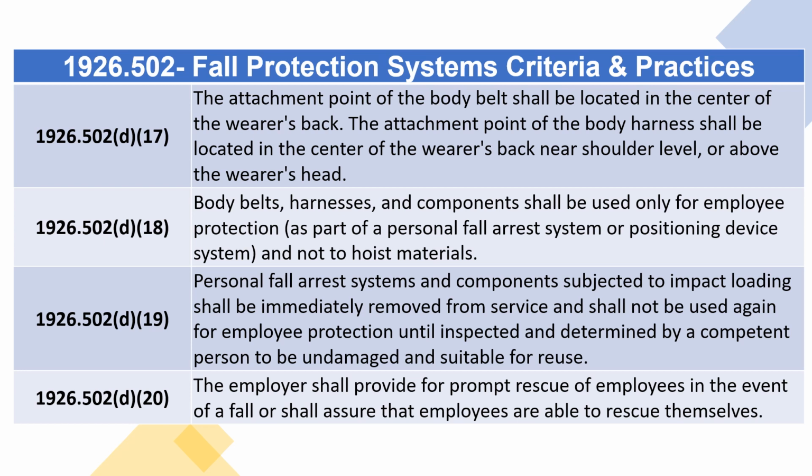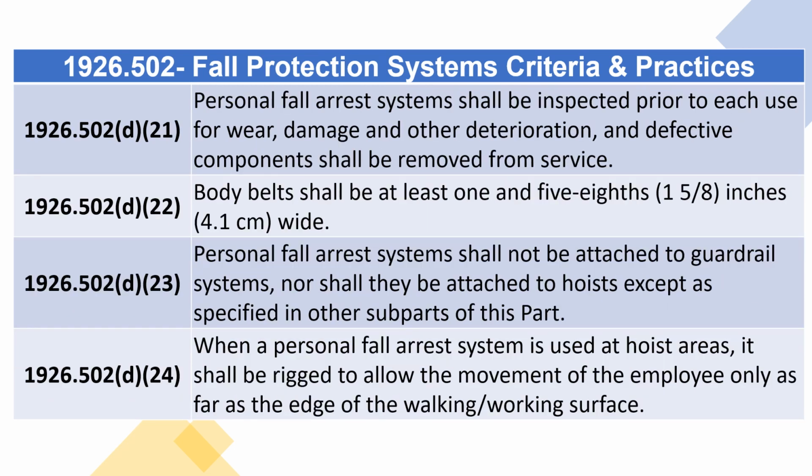1926.502(d)(19) Personal fall arrest systems and components subjected to impact loading shall be immediately removed from service and shall not be used again for employee protection until inspected and determined by a competent person to be undamaged and suitable for reuse. (d)(20) The employer shall provide for prompt rescue of employees in the event of a fall or shall assure that employees are able to rescue themselves. (d)(21) Personal fall arrest systems shall be inspected prior to each use for wear, damage, and other deterioration, and defective components shall be removed from service.